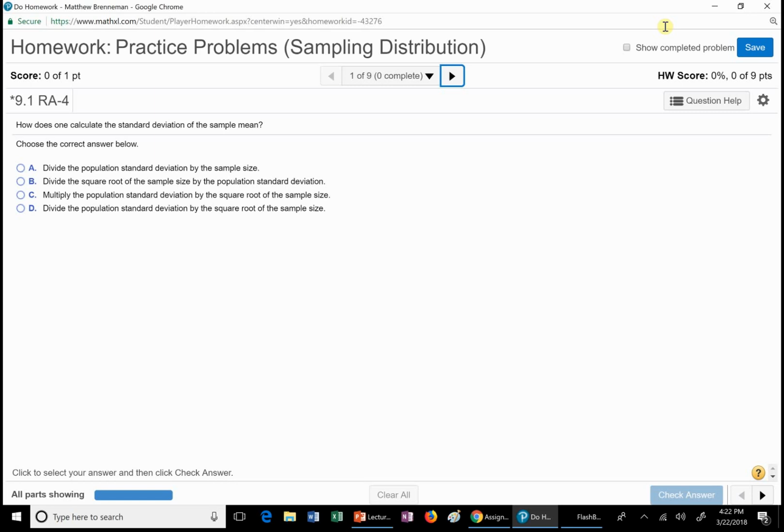So that's what they're starting off with, what we assume we know. How does one calculate the standard deviation of the sample mean? Here's what I want to do. I want to try to rewrite each of these options in terms of these symbols. So we're going to say that sigma x bar n is equal to the population standard deviation of x bar. I should be a little careful, shouldn't I? Probably not a bad idea to say x, even though it's implied, for a sample size equal to n.